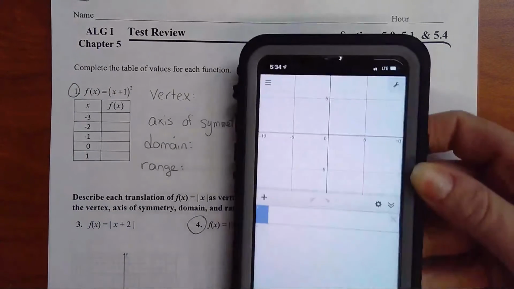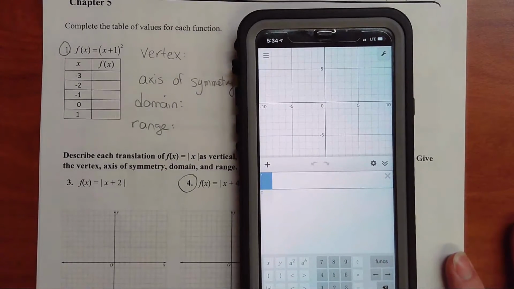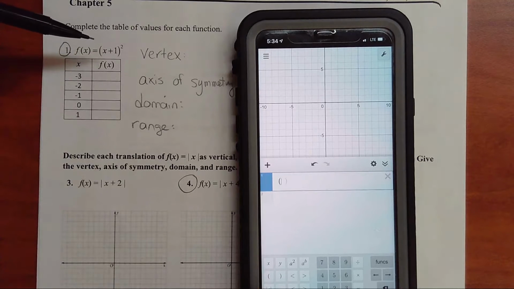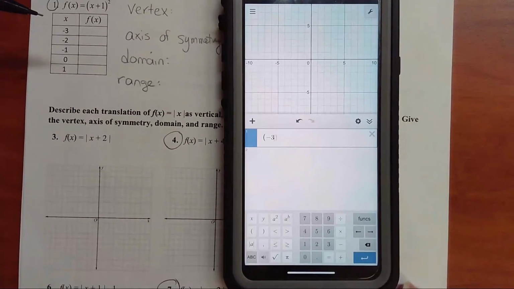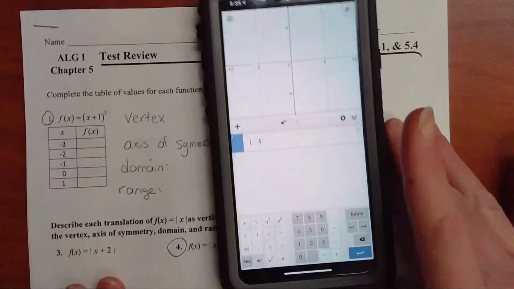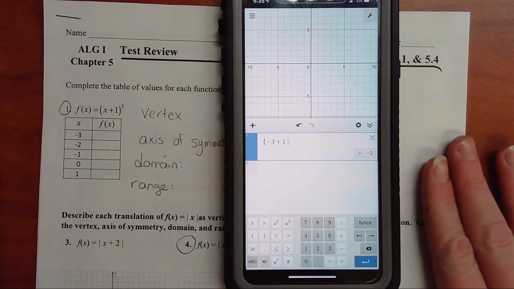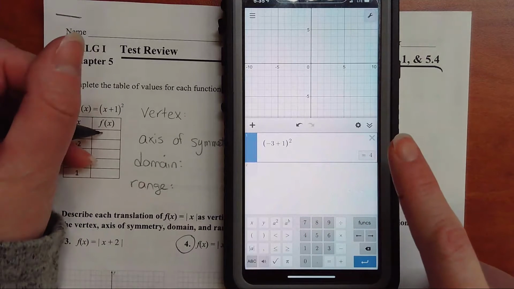I would recommend, if you haven't already, to download Desmos onto your phones, or if you have it on your Chromebooks, that's awesome. So we're going to put a parenthesis, and then we're going to put an x, so -3. And then it says +1. End my parenthesis, and then I'm going to press the squared key. So when I do that, I get a 4.